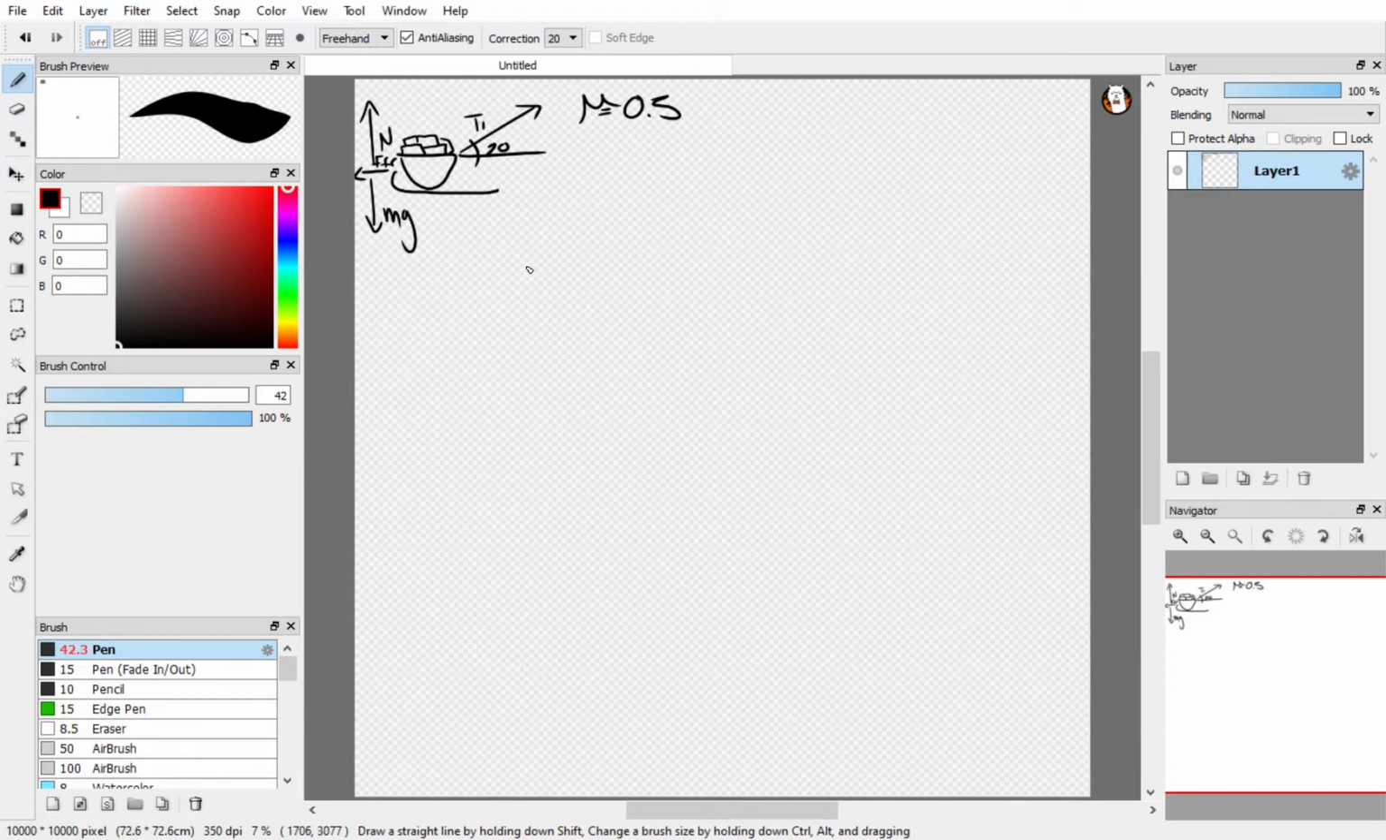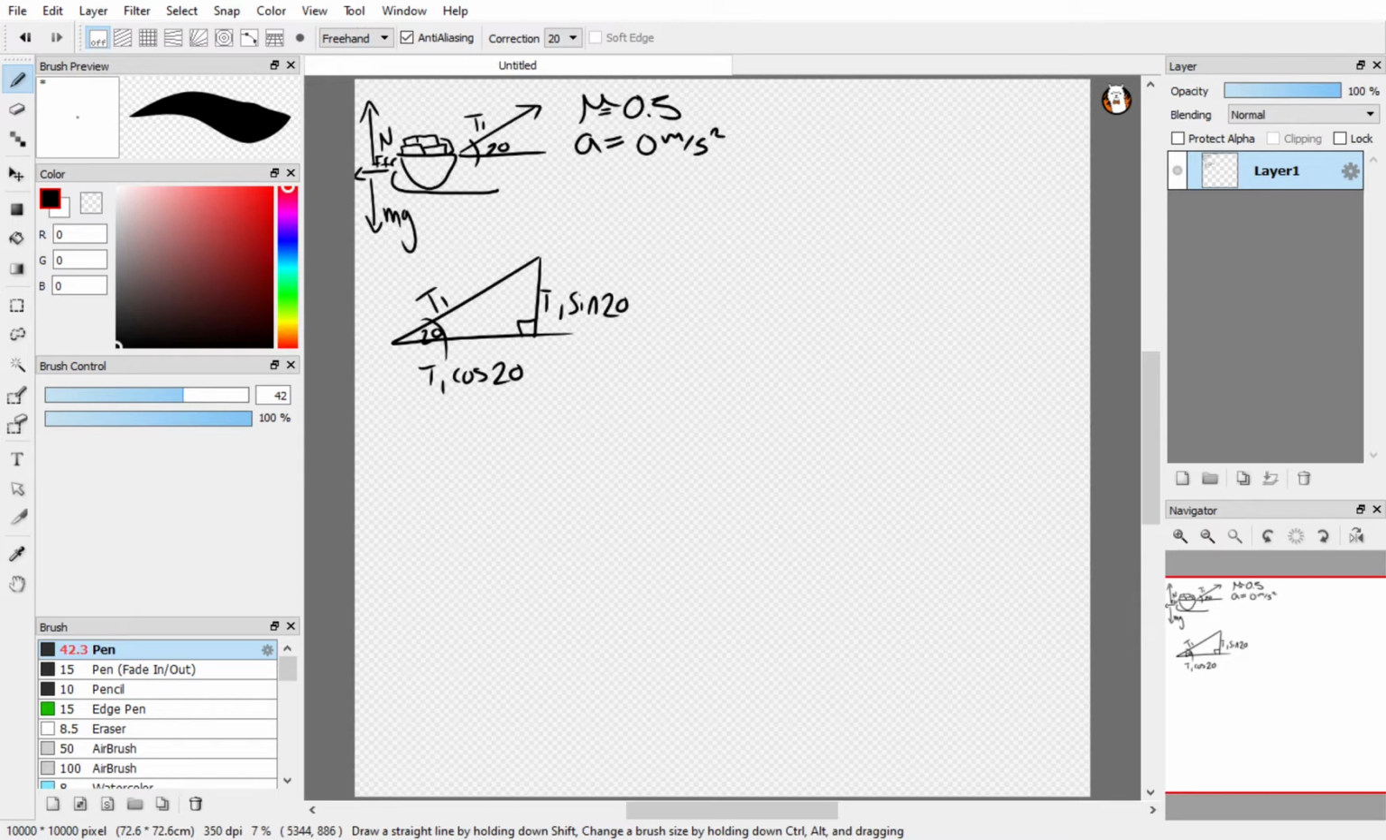So if we're going to solve for the x and y components of T1, considering this is a 20-degree angle, we can solve this as T1 sine 20 for the x component and T1 cosine 20 for the y component. With that information, as it's stated in the problem, considering it's being pulled at a constant speed, that means we know that the acceleration is 0 meters per second squared. We also know the total distance is 20 meters.